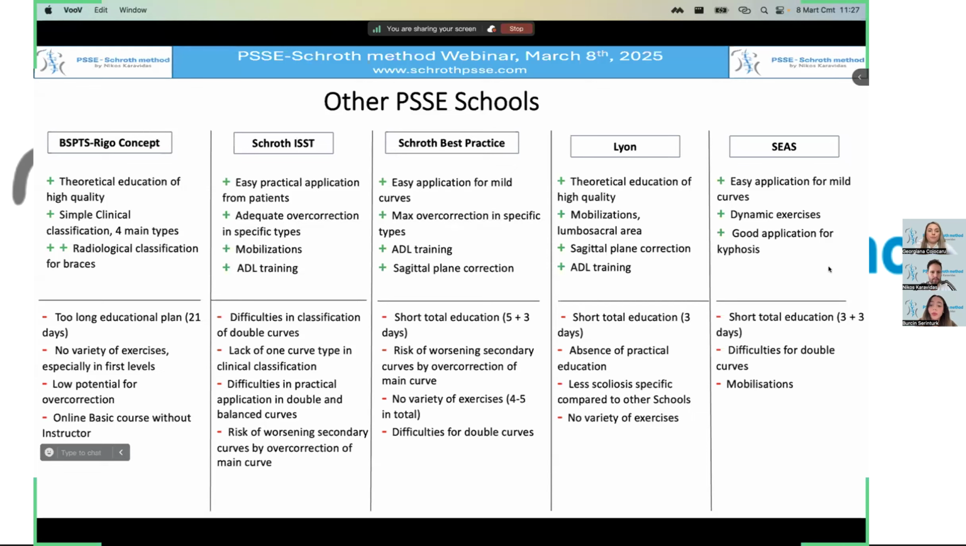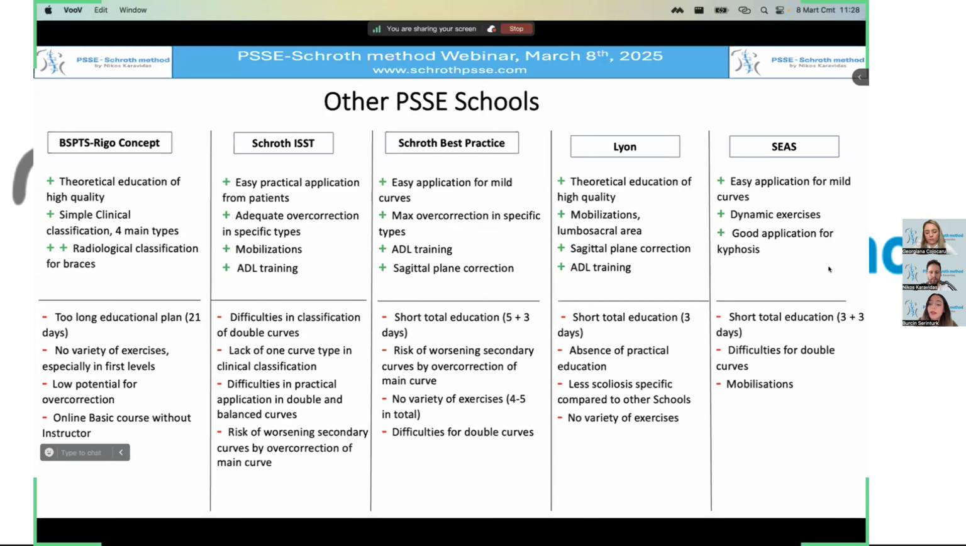And when we check the Lyon method, they have really nice, high quality theoretical education. They use a lot of mobilization, especially in the lumbosacral area, which is really important in scoliosis treatment. They use sagittal plane correction, which is really important, and they train activities of daily living. When we check the limitations of the Lyon method, they have short total education, just 3 days in total, and absence of practical education, and no variety of exercises. And the Lyon method is a less scoliosis specific method compared to the other schools.